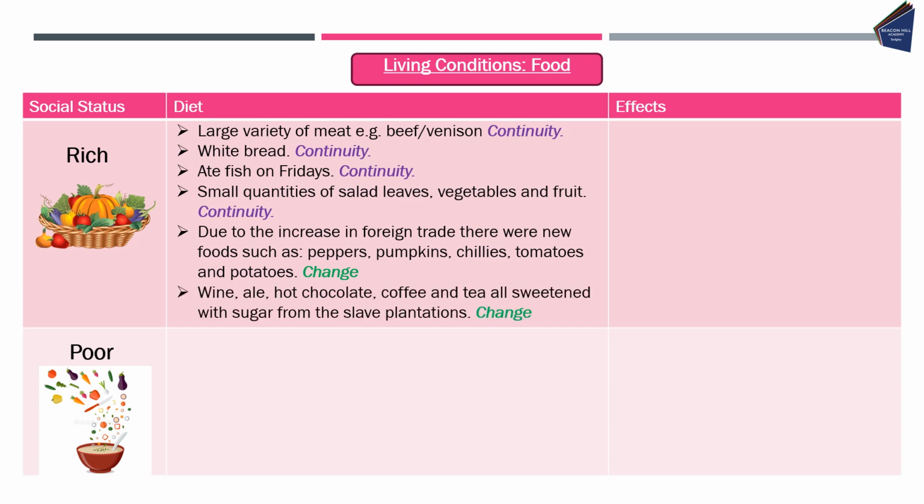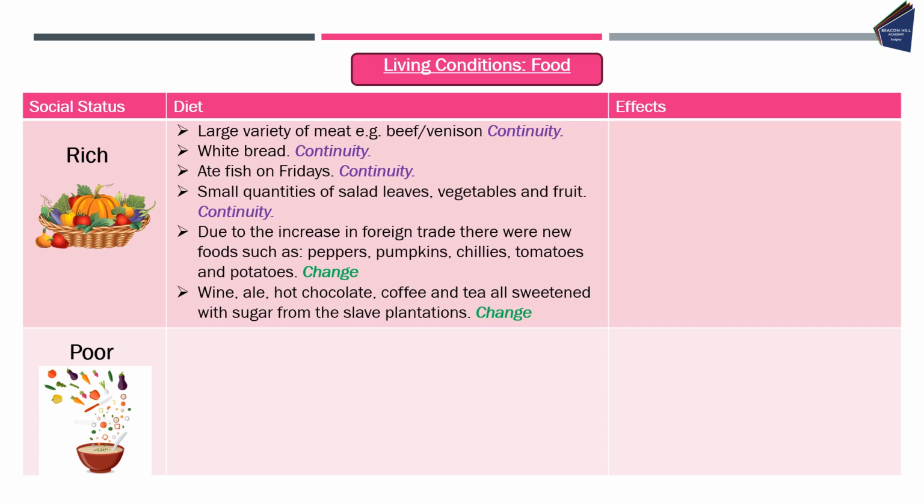Finally, we have wine, ale, hot chocolate, coffee and tea, which are all being sweetened with sugar, which is from the slave plantation. So this is towards the end of this time period, and this is a big change, the fact that we do see sugar starting to be part of the rich person's diet.